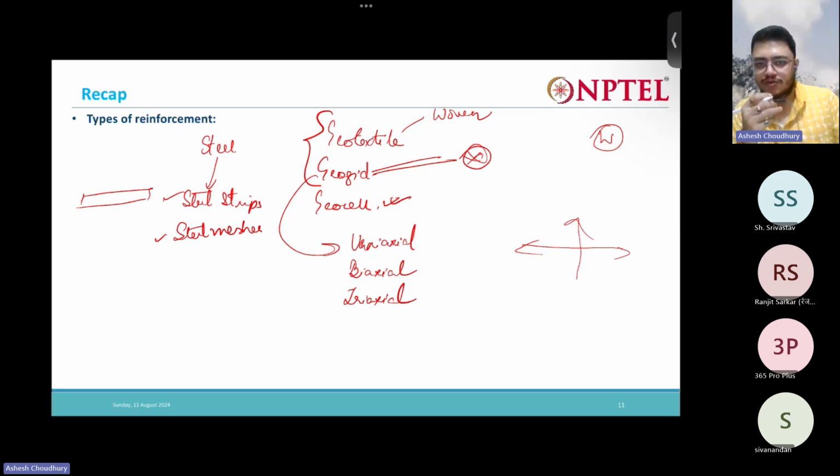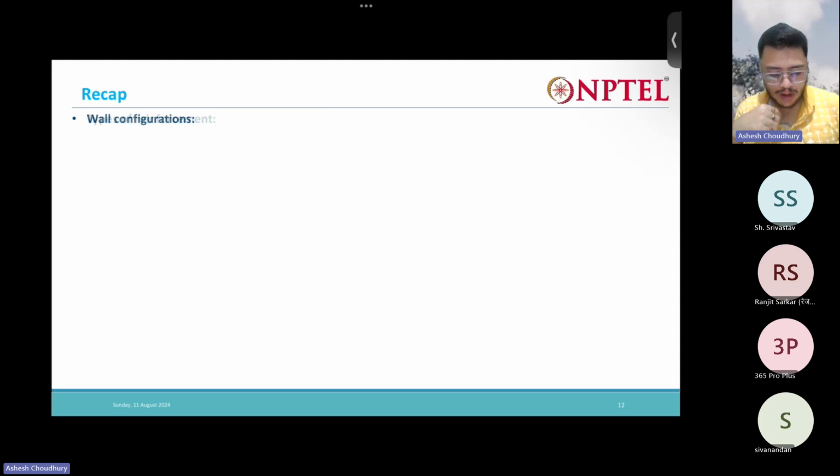What I was saying is that we can use steel strips, steel meshes, then woven geotextiles. Then we can use uniaxial, biaxial or triaxial geogrids depending upon the design and use. And also we can use geocells for directly constructing reinforced soil walls. Okay. Now what are the possible wall configurations that we can have?